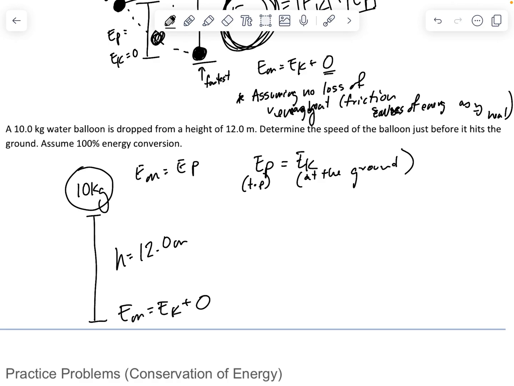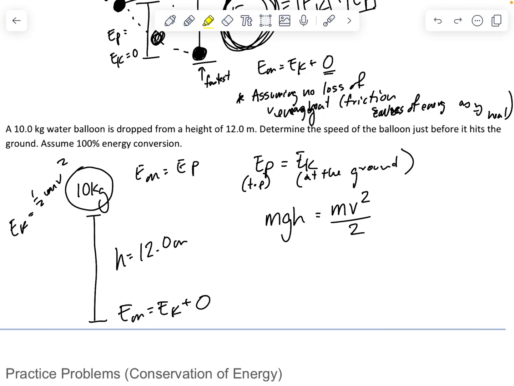So here it says that we've got a massive 10 kilogram water balloon. It's dropped 12 meters. Determine the speed of the balloon just before it hits the ground. Well, potential energy is mgh, and the kinetic energy is mv squared over 2. So remember that kinetic energy equals 1/2 mv squared in the data booklet. I like to write it like this, as I mentioned in another video, because I feel like it's a little easier to rearrange.